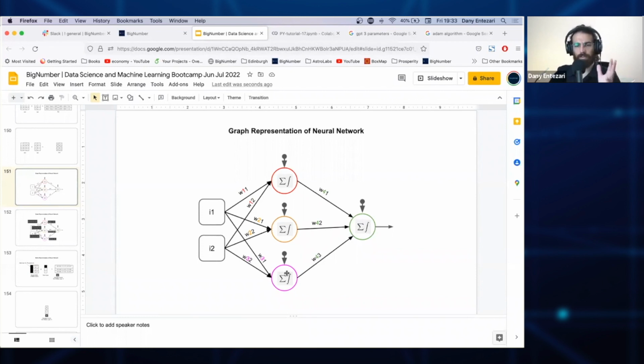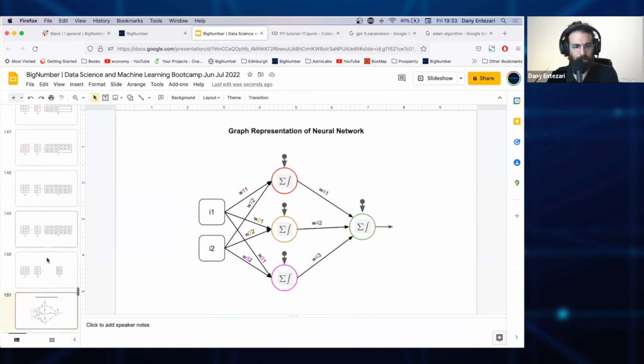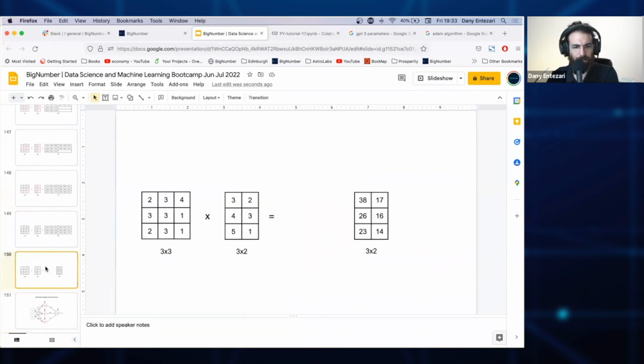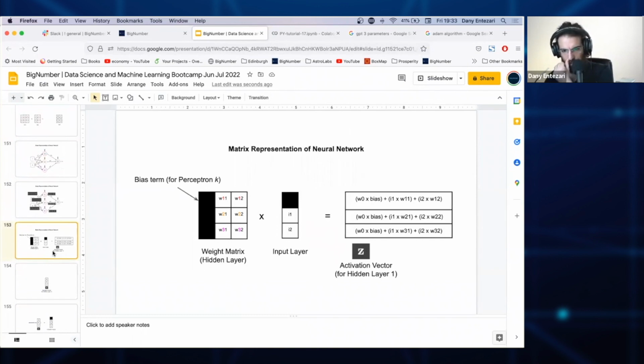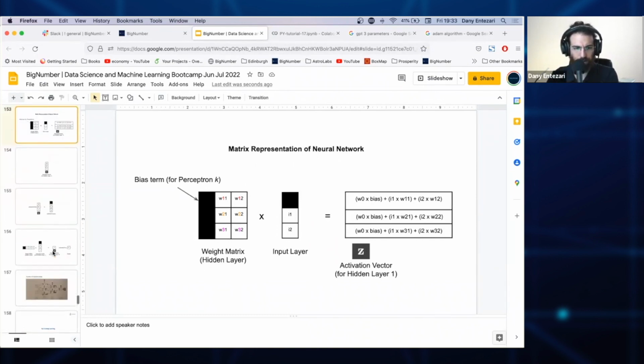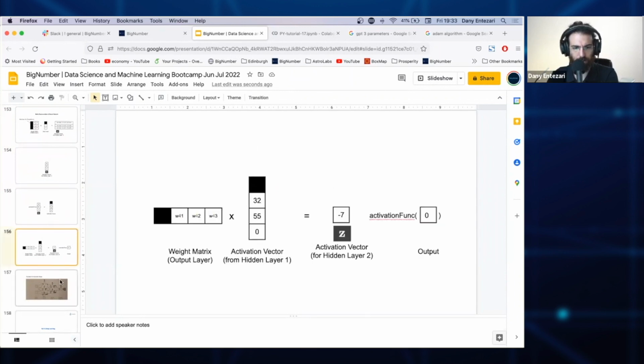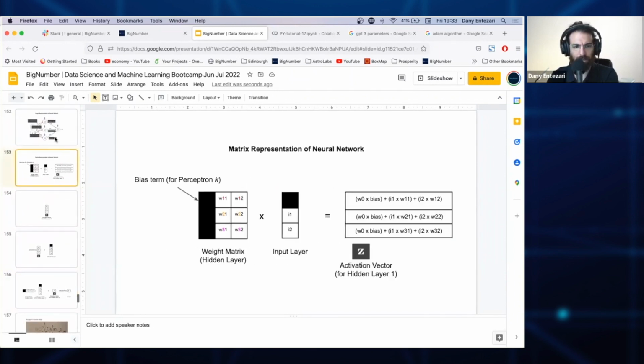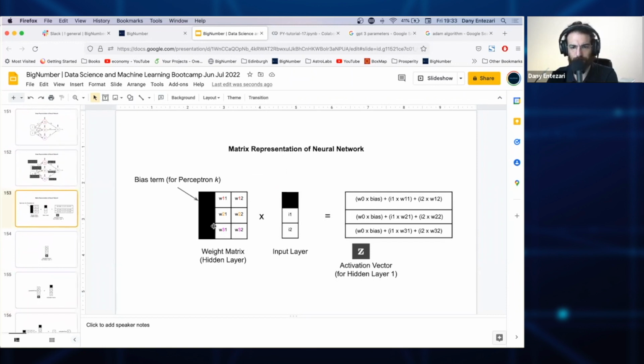Okay, let's see. Now, we said that neural networks are matrices, but this is a graphic representation. I also have a matrix representation up here. Let me see if this one has the activation. This one does have the activation, yes. This is actually what a neural network is doing. So let me show you the graph representation, and then we'll look at the matrix. Since we've already covered matrix multiplication, we can talk about this.